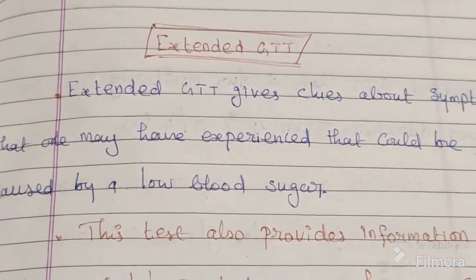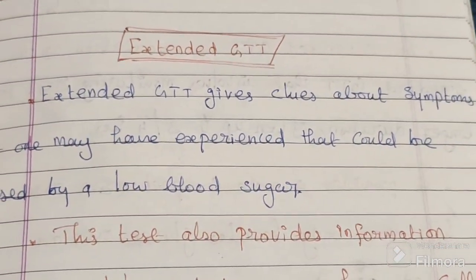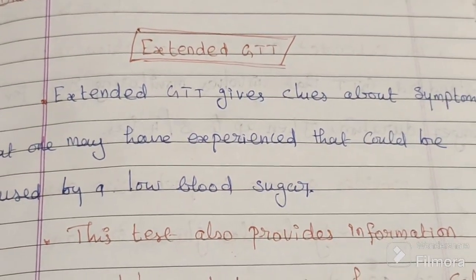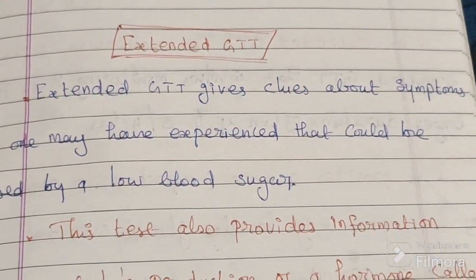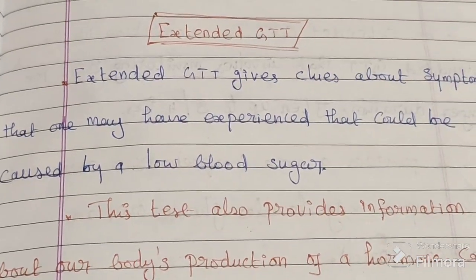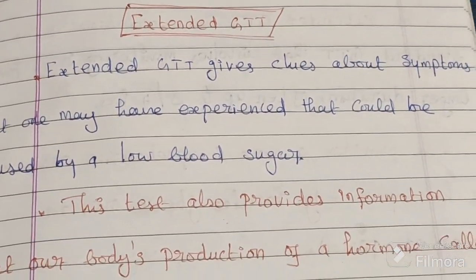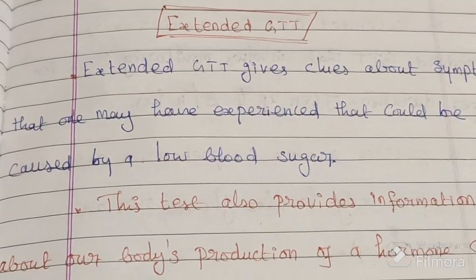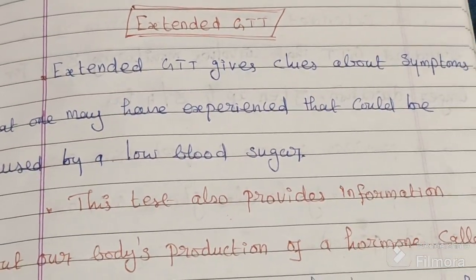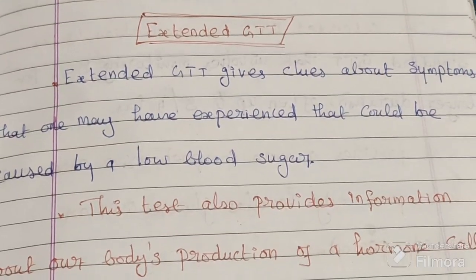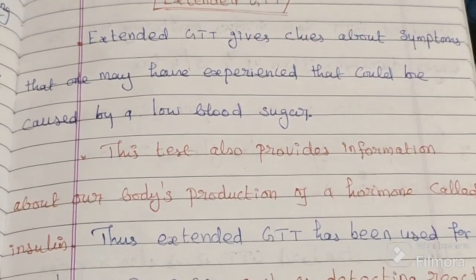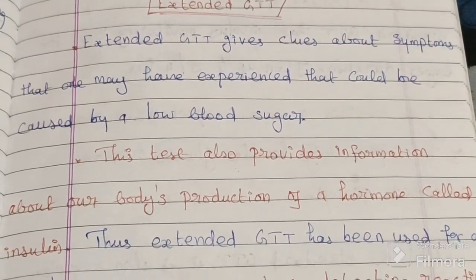Second test, extended glucose tolerance test. Here the extended glucose tolerance test gives clues about symptoms that one may have experienced that would be caused by a low blood sugar. Patient feels symptoms they have experienced. They have low blood sugar, means they will do this test.